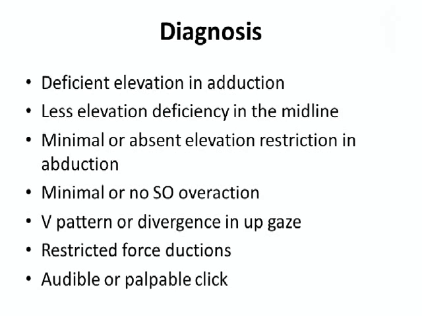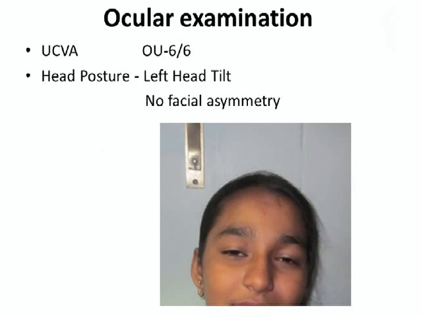So to diagnose it, we have a few criteria. Deficient elevation in the adducted position, less elevation deficiency in the midline position, minimal or no superior oblique overaction, V pattern or divergence in upgaze, restricted force duction because there is a shortening of the tendon, and an audible or palpable click can be heard. On ocular examination, usually these patients will have full vision, and an opposite side head tilt will be present. There won't be any facial asymmetry.